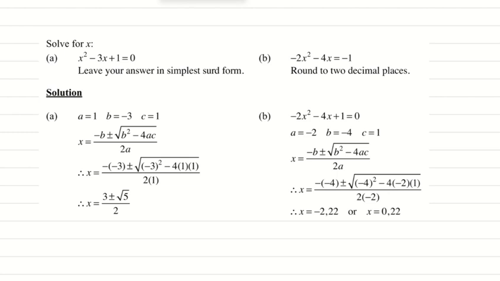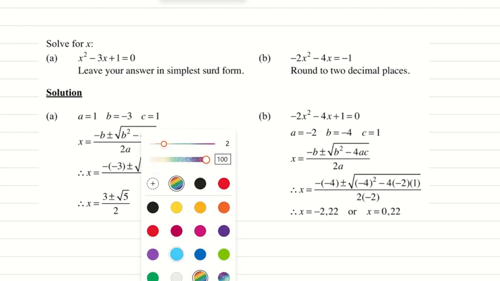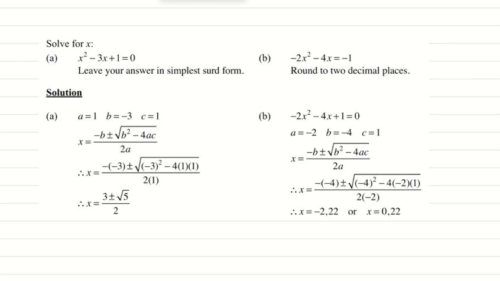Okay, so very quickly, they tell us solve for x and leave your answer in surd form. So this is your hint to use the quadratic formula. Okay, round to 2 decimal places, that is your hint to use the formula. So we start off by identifying a. Our a value is 1, our b value is minus 3, and our c value is 1. Right, so that is our first step, identifying a, b, and c.